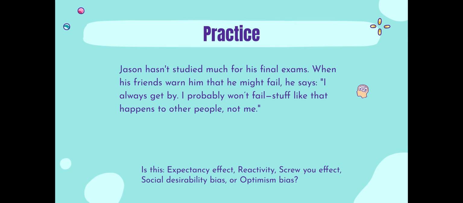Finally, Jason, who hasn't studied for exams, says he probably won't fail because bad things happen to others, not him. This is optimism bias, where someone believes they're less likely to experience negative outcomes compared to others.